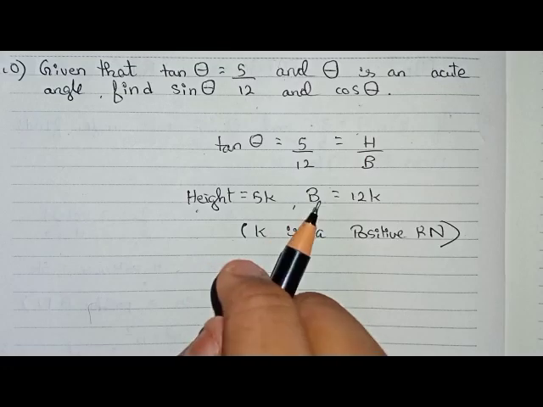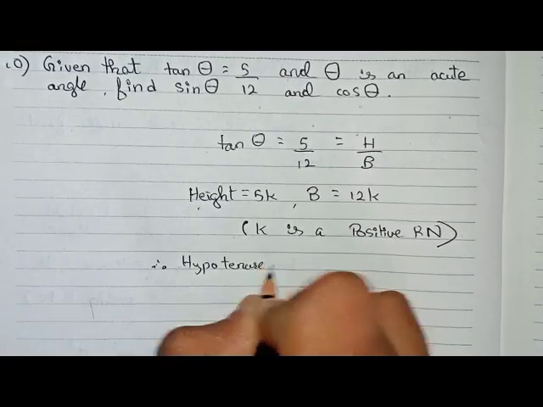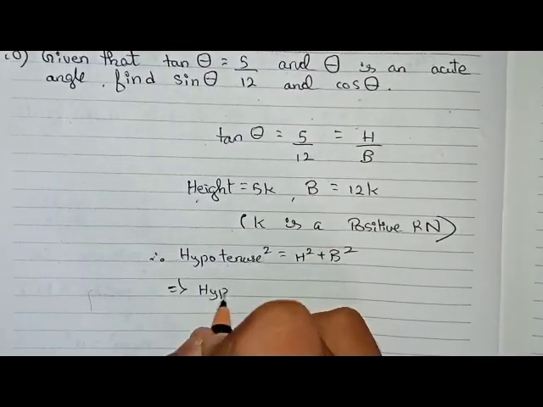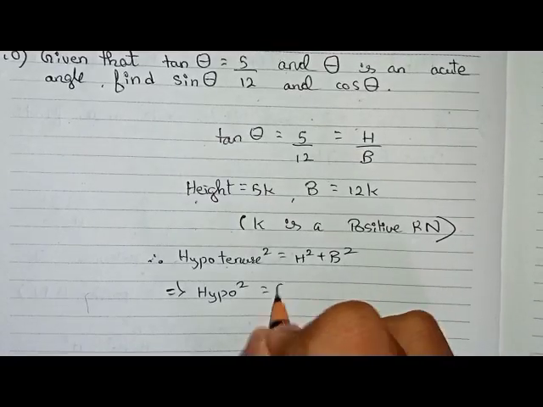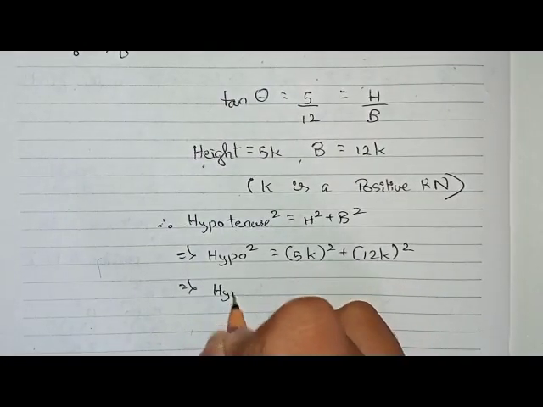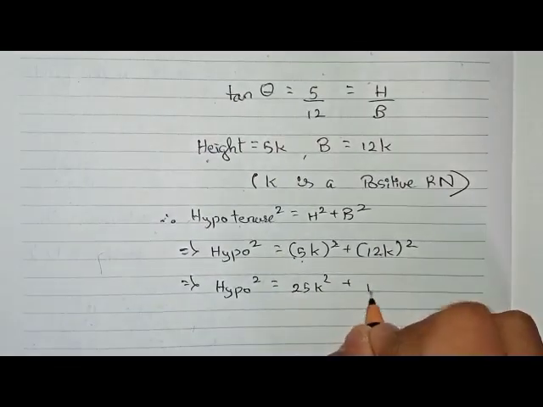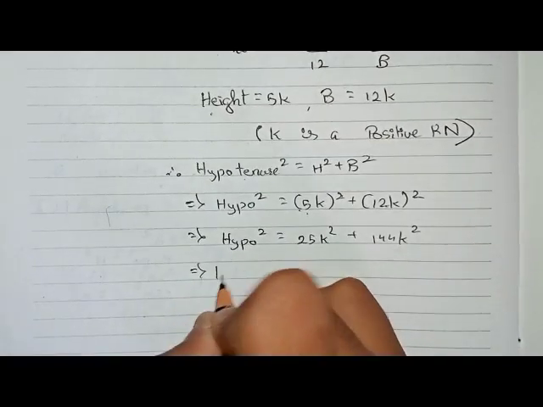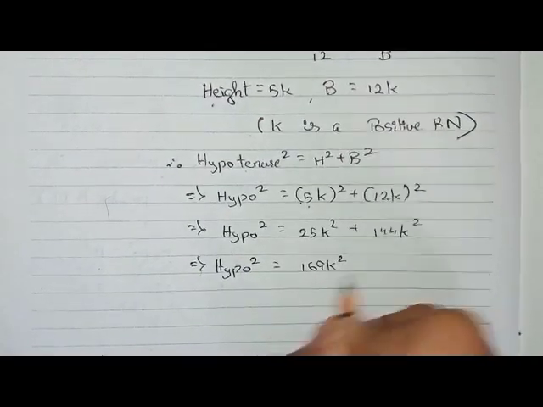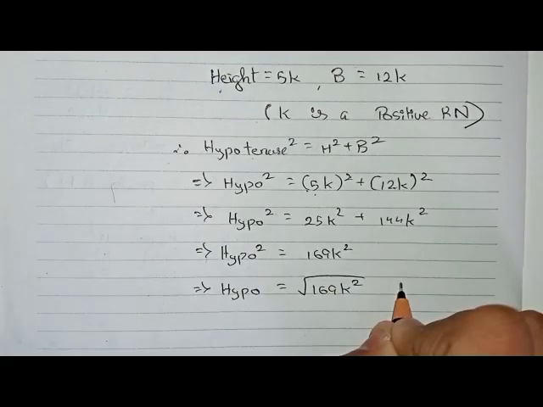So with this information we can find out the hypotenuse. Apply the Pythagoras theorem here. So hypotenuse square, we write it hypo only. Hypo square is equal to height square plus base square. That means 5k square plus 12k square. So hypo square is equal to 5 to the power 2, 25, k square, plus 12 to the power 2, 144, k square. So hypo square is equal to 25k square plus 144k square, 169k square. So now I remove this square. So hypo is equal to root over 169k square, that is equal to 13k.